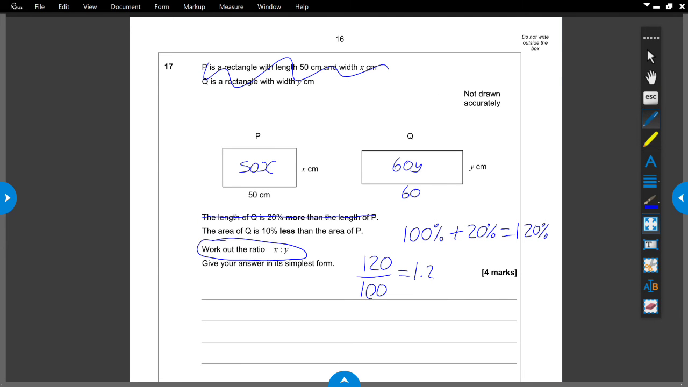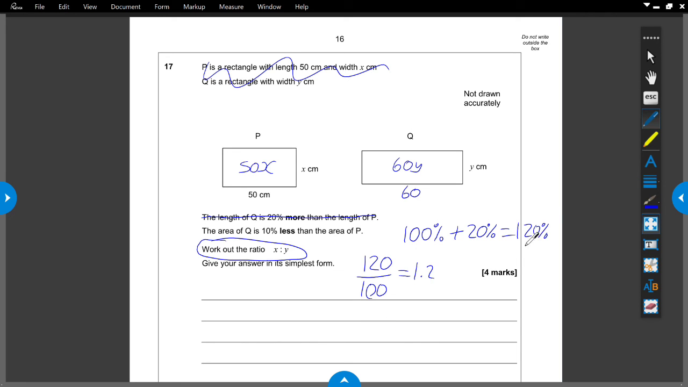Let's look at this with numbers. So say for instance this area here was 100. 90% of that would be 90. If I wanted to make an equation and make these equal, I want to find 90% of this one. And we're going to apply that principle here, that we're going to find 90% of the area of P.